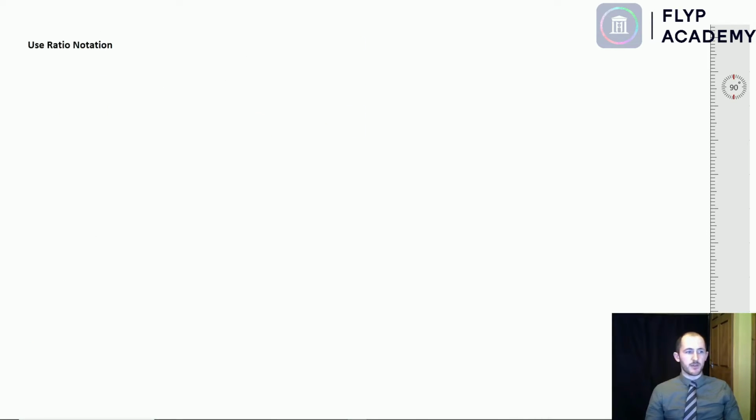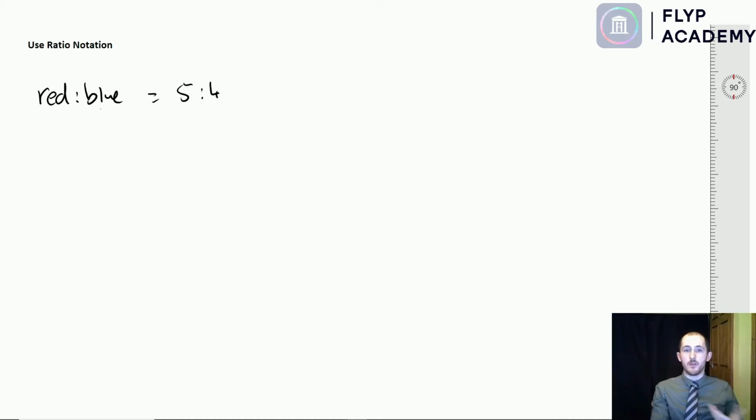Next is using ratio notation. So essentially, there aren't really any questions on this because every ratio question will have ratio notation. So all you need to realise is that ratio notation looks something like this. So it might say the number of red pens to blue is 5 to 4. And that's all it means by ratio notation.